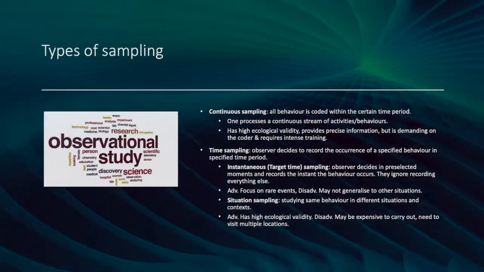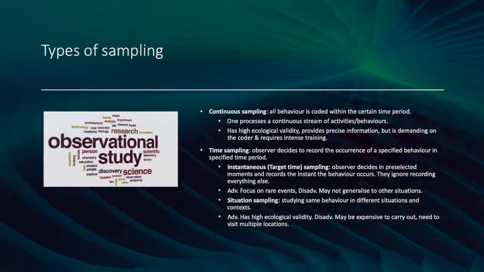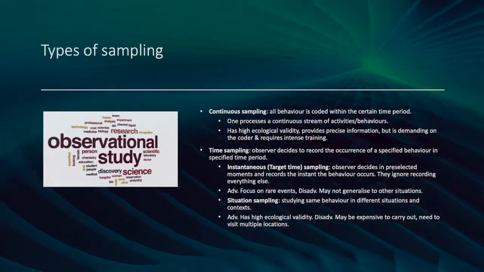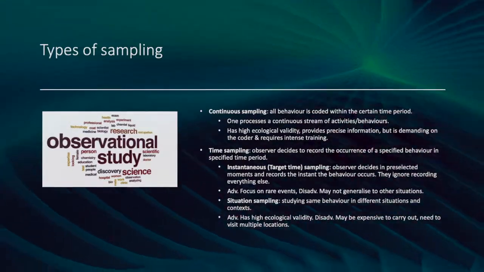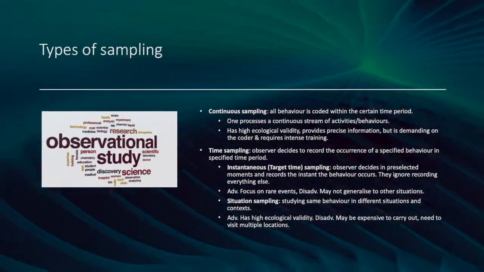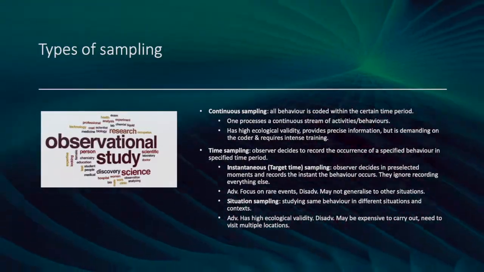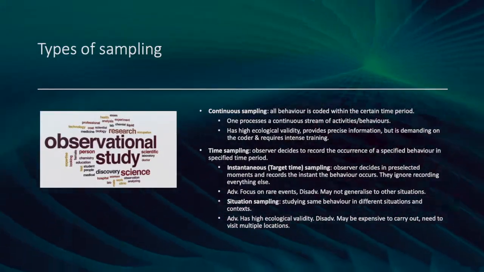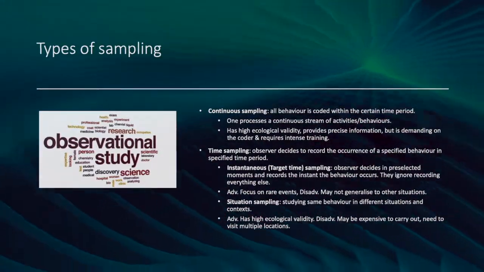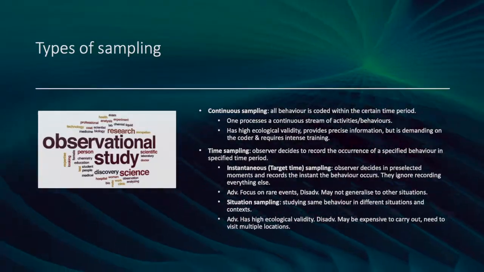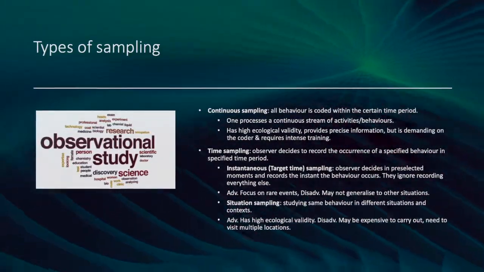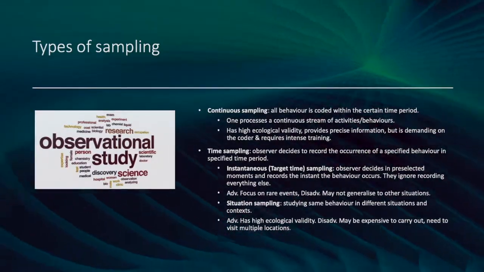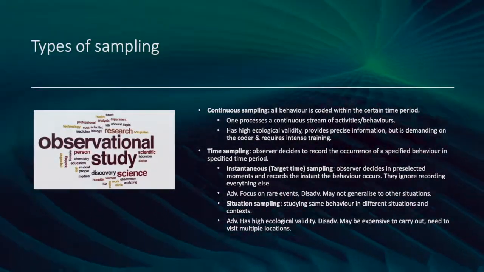For example, continuous sampling is when all behaviors are coded within a certain time period. One processes a continuous stream of activities or behaviors. This has high ecological validity and provides precise information, but is quite cognitively demanding on the coder and requires intense training. Time sampling is when observers decide to record the occurrence of a specified behavior in a specified time period.